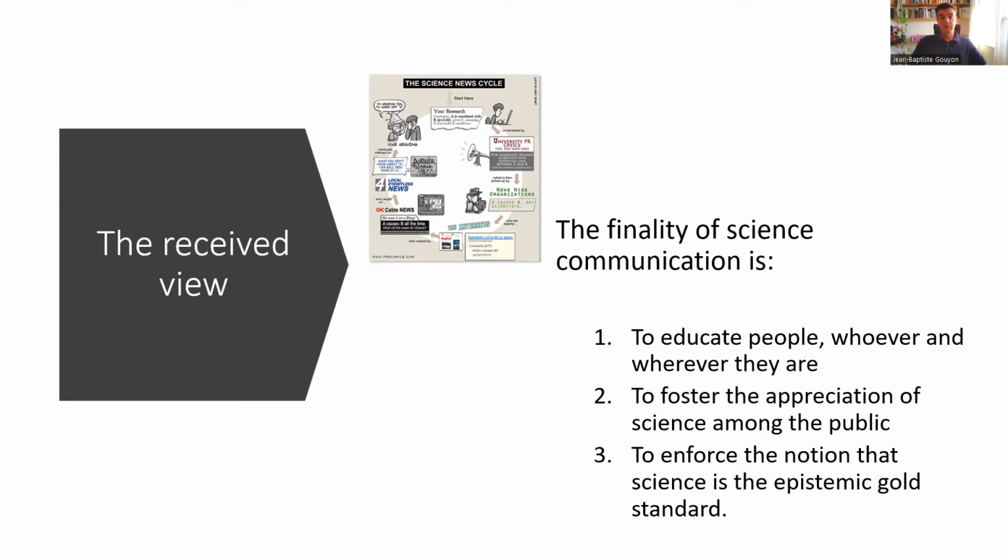And the third function or finality of science communication, according to this view, is really to enforce the idea that science is the gold standard from an epistemic perspective. So it's the best and most trusted way of producing knowledge. And basically, no other ways of producing knowledge, no other ways of knowing is worth considering as valuable and desirable in a properly educated and enlightened society. So that's the received view of science communication.